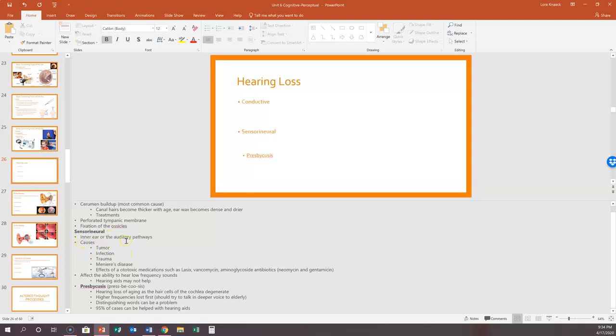Sensorineural, this is inner ear auditory pathways. This could be interrupted due to a tumor, infection, trauma. We're going to talk about Meniere's disease coming up, or effects of an ototoxic medication. Lasix, vancomycin, aminoglycoside antibiotics can cause that. And then it affects the ability to hear lower frequency sounds. So hearing aids may not help with that type of hearing loss.